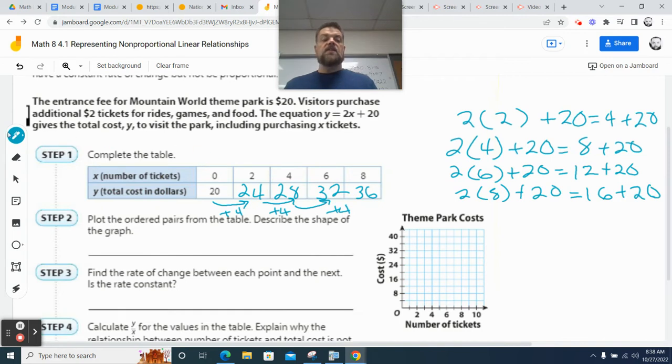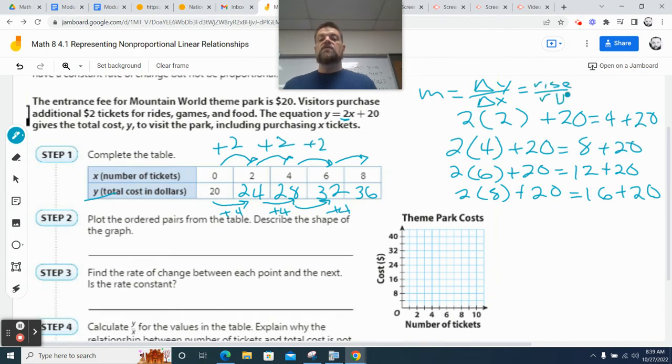Now, what do I do up here to get from 0 to 2? Add 2. Add 2. Add 2. So my slope, which is 2, comes from my change in y, delta y, over my change in x, which is the rise. I hear somebody saying rise over run, which is equal to 4 over 2, which is equal to 2.